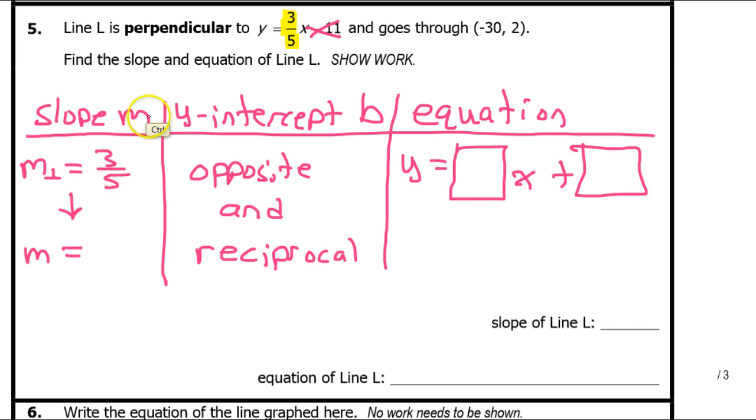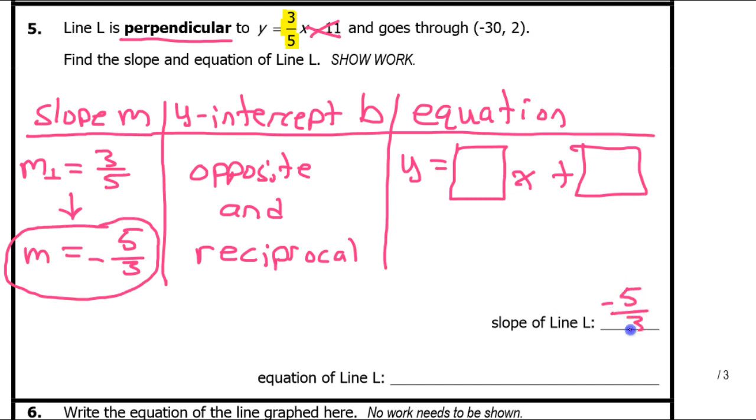Okay, this is what happens when you're dealing with a perpendicular line. So let's start with reciprocal actually. The reciprocal of 3/5 is 5/3. Now what does opposite mean? Well, if one line has a positive slope, then the other will have a negative slope. So the slope of line L that we're trying to write an equation for is negative 5/3. So let's go ahead and record that there as requested. And we now know the first box is negative 5/3.